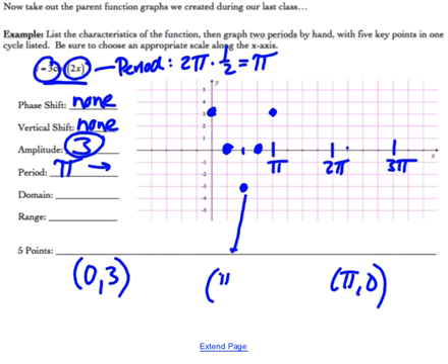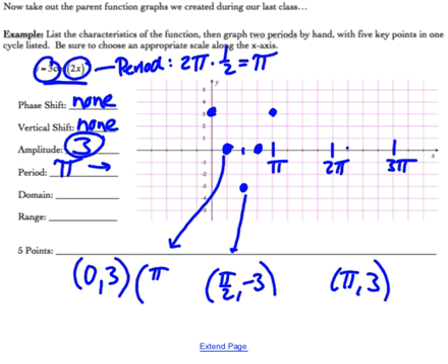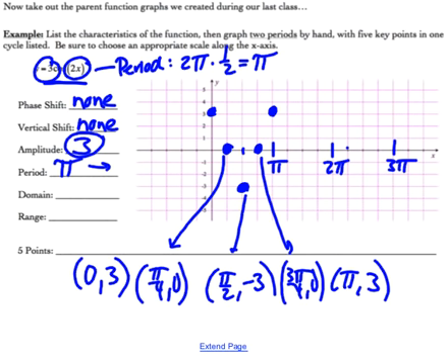This one is going to be pi over 2 and -3. I just realized I goofed up here, sorry. That's going to be at pi, 3, not at 0. This point over here is going to give us, would that be pi over 2? We got pi over 4 and 0. This point here is going to give us 3 pi over 4 and 0. And again, that's going to be halfway between this pi over 2 and pi. Sorry, this one's at pi.